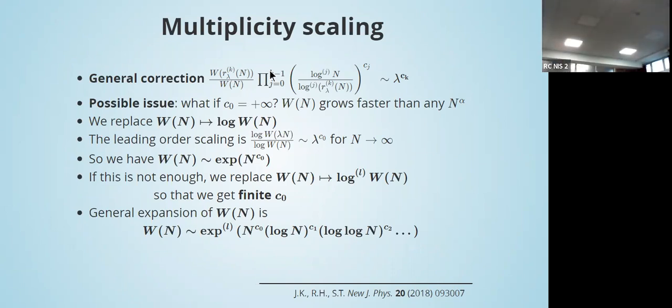So we replace W by log W and do the same thing, and if that is not enough, we replace it by the double log, et cetera. The most general expansion of this type is that you take the Lth exponential of c0 log n to c1 log n to c2, etc. In any kind of rescaling theory, this is the most general rescaling you can have. But I'm lost, how do you do the rescaling? I don't get the idea.